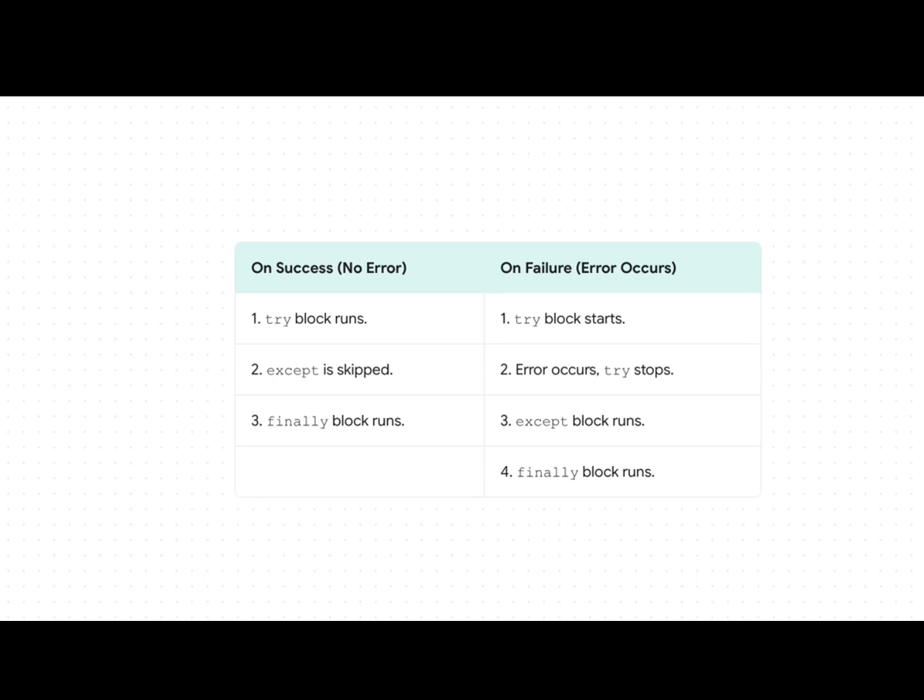Let's just trace the flow here to see it in action. On a good day, with no errors, the try block runs, the except block is skipped, and then the finally block runs. Now, on a bad day, when an error hits, the try block stops, the except block runs, and then the finally block still runs. See? It's the one constant. That's why it's perfect for all your essential cleanup tasks.